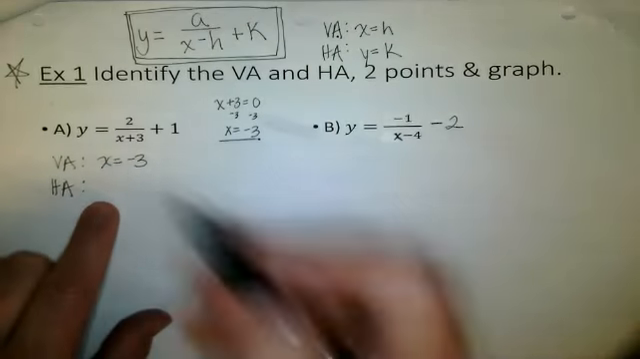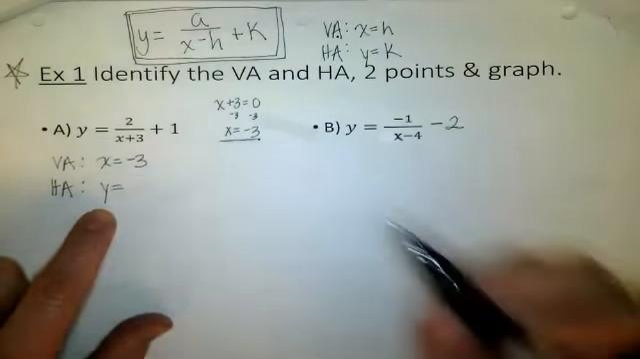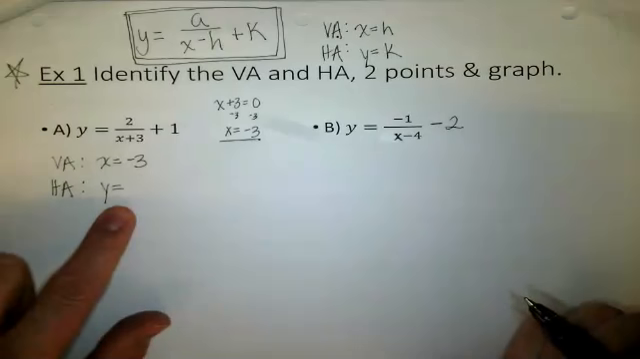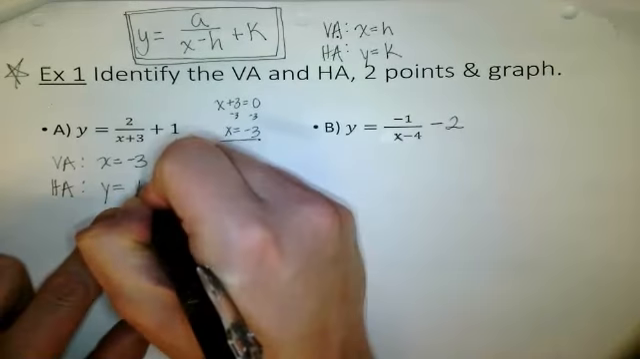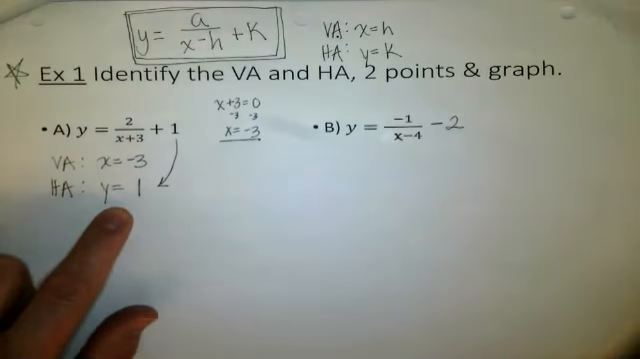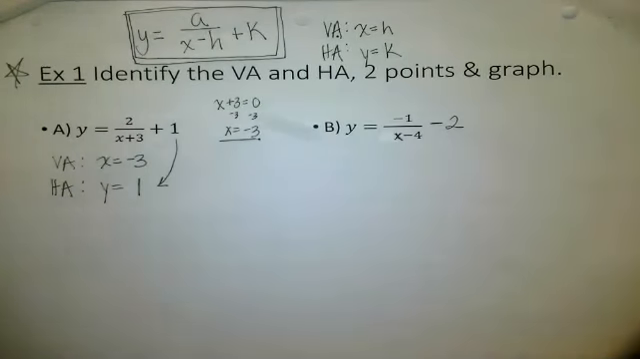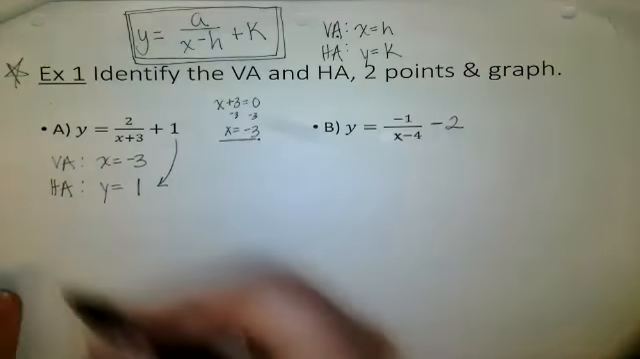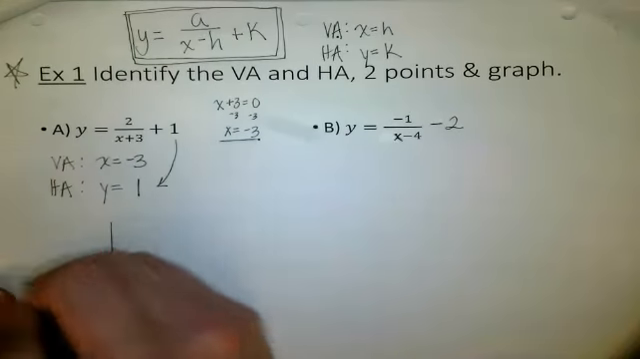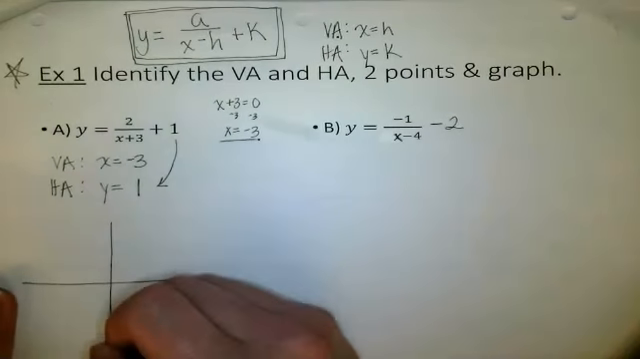Okay. Our horizontal asymptote is the equation y equals what? 1. Yeah, it's whatever that outside number is. We don't have to do anything to it. That's what it is. Okay, so what we just did is enough to get us started graphing. So go ahead and make a nice little graph on your paper.